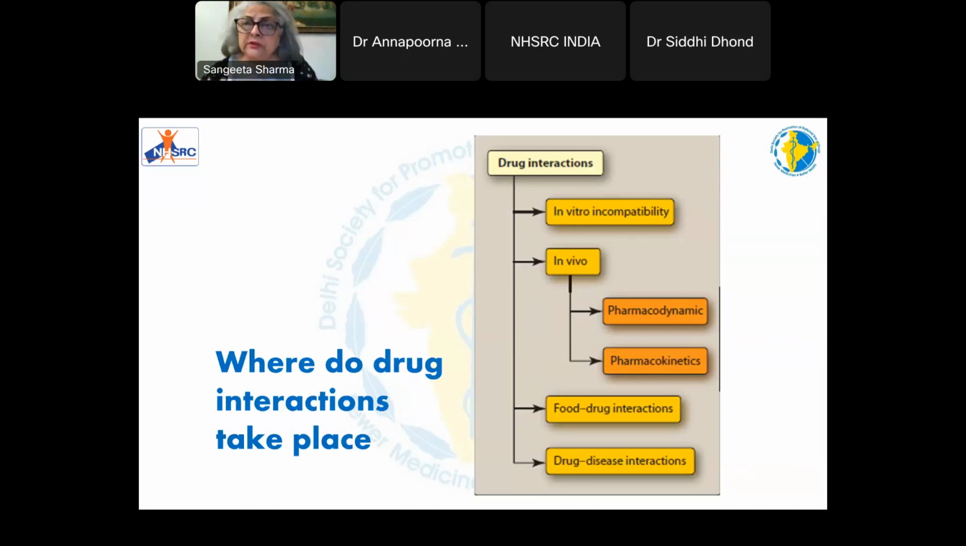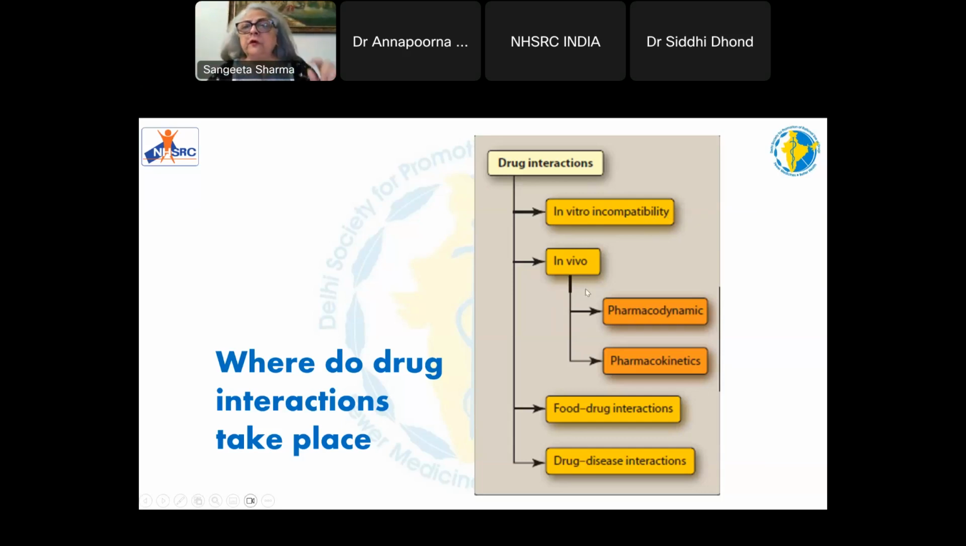Now, where do all these interactions take place? There are three types of interactions. One is in vitro incompatibility. In vitro means outside of the body, where the interaction takes place when we mix two or three drugs together, either when we give an infusion and mix it with dextrose or saline or lactated Ringer solution, or sometimes we mix two different drugs in one injection. Many times we don't want to cause the inconvenience of two pricks to the patient, so nurses sometimes combine these drugs. So in vitro incompatibility can happen there.